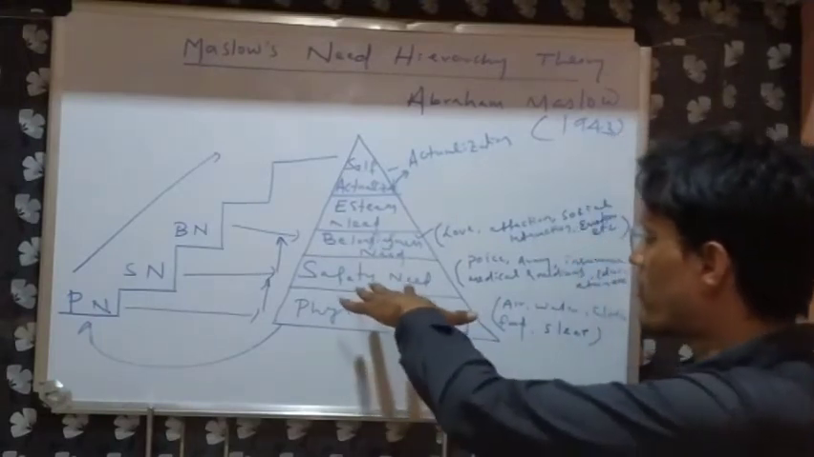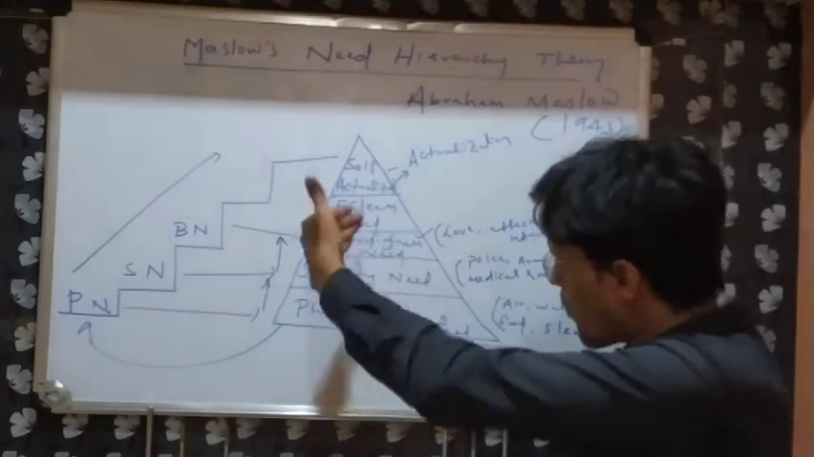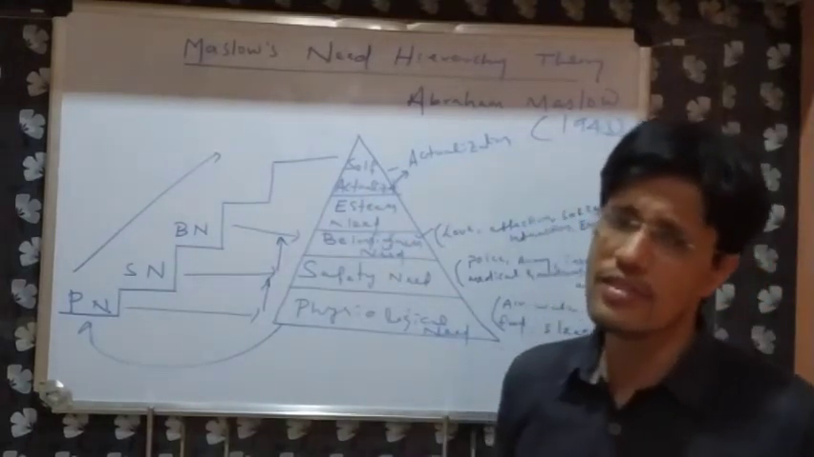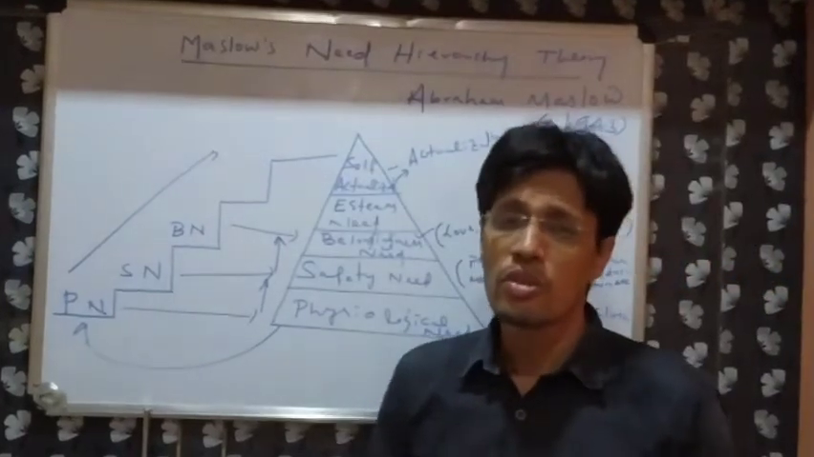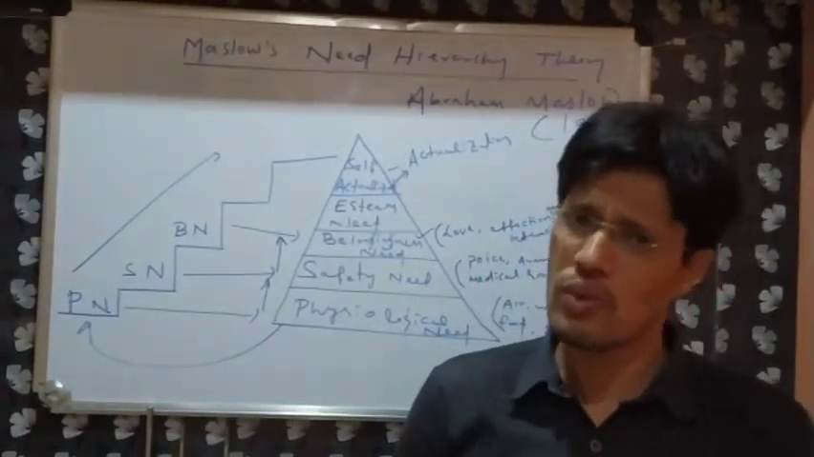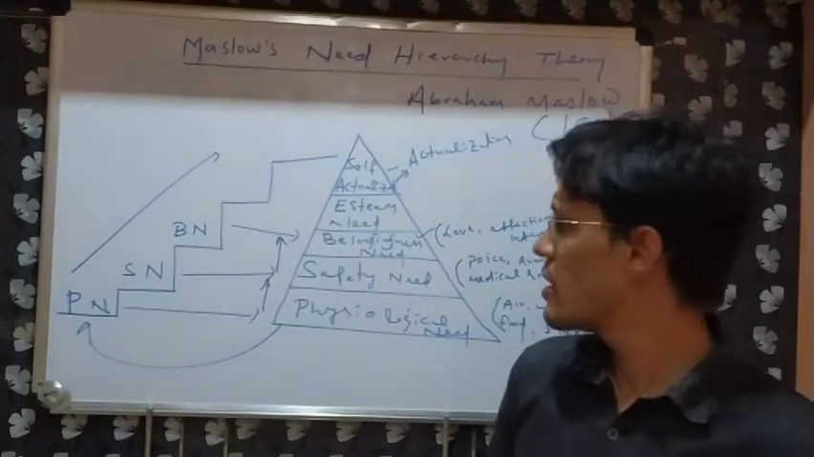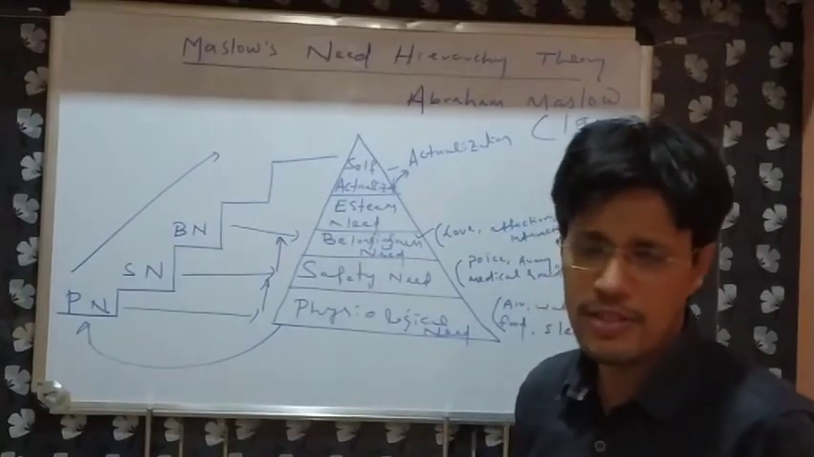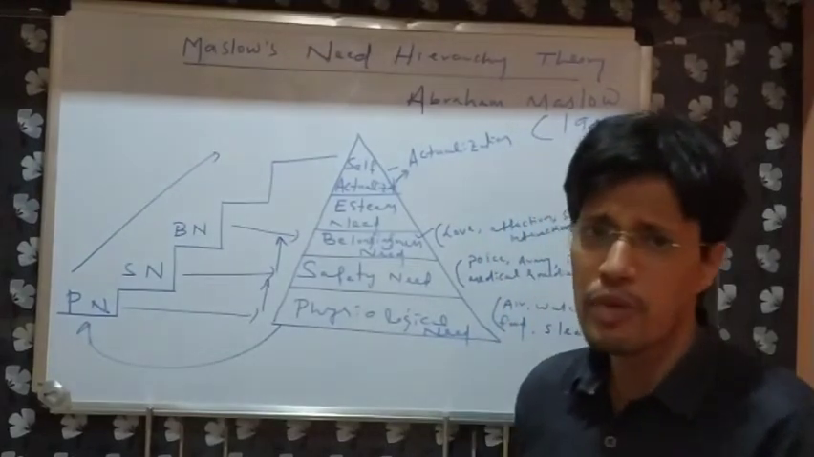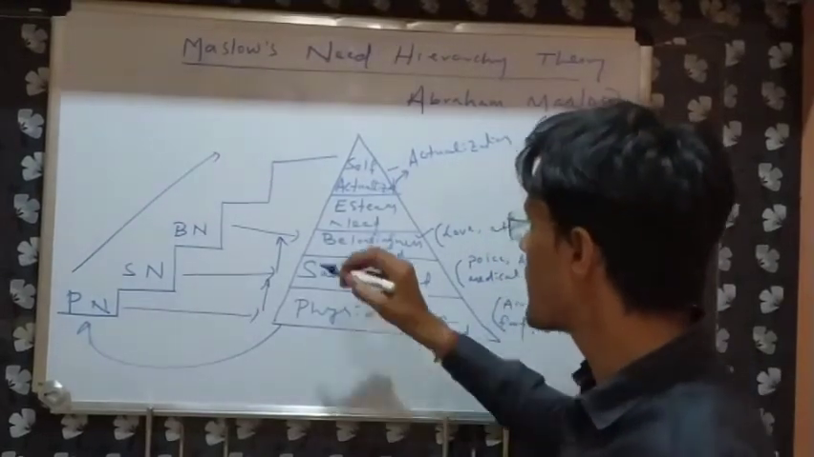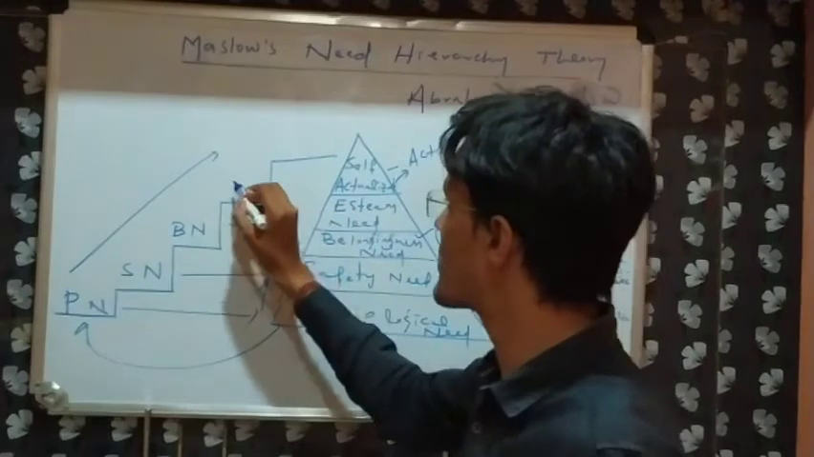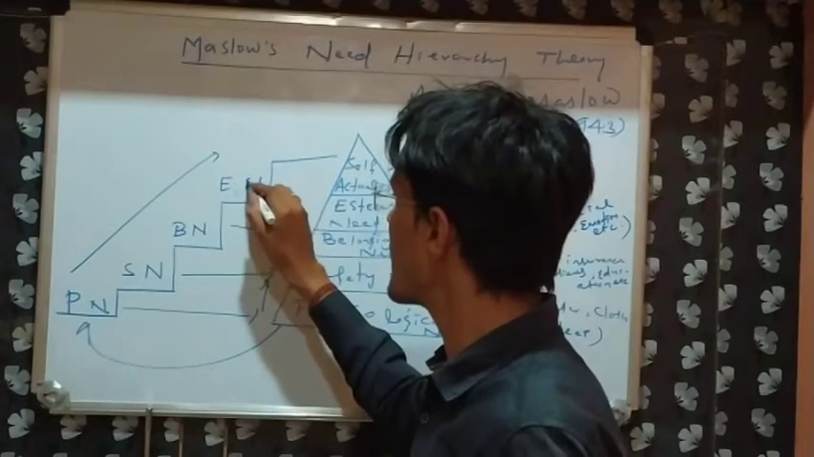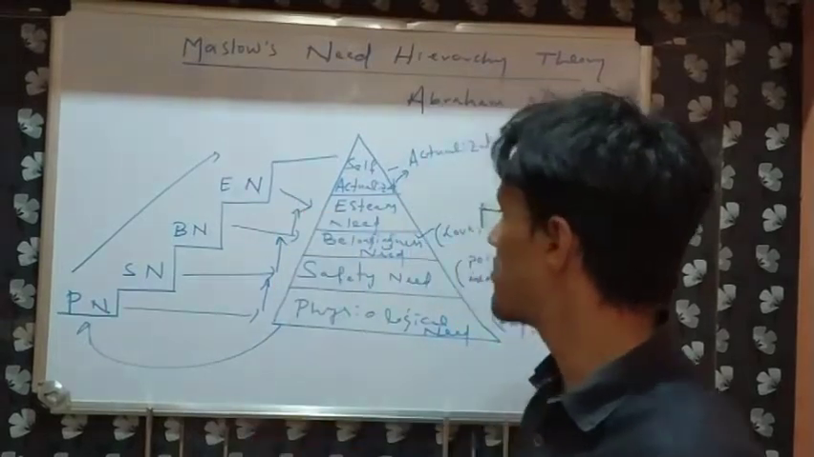So once the safety need is covered, belongingness is highly essential in order to become socially very strong. So once a person's belonging need has been fulfilled, he thinks of the next, that is esteem need. So what I say, EN stands for esteem need.